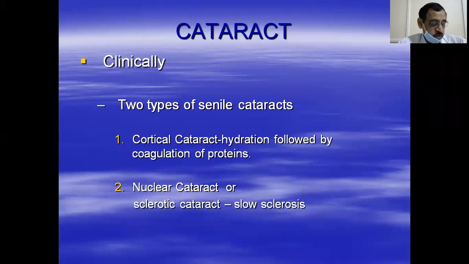Two types of senile cataracts are there. One is a cortical cataract, which results by hydration followed by coagulation of the proteins. And the second one is a nuclear cataract. It's the sclerotic cataract, and this is slow sclerosis of the nuclear fibers. It results in nuclear cataract.